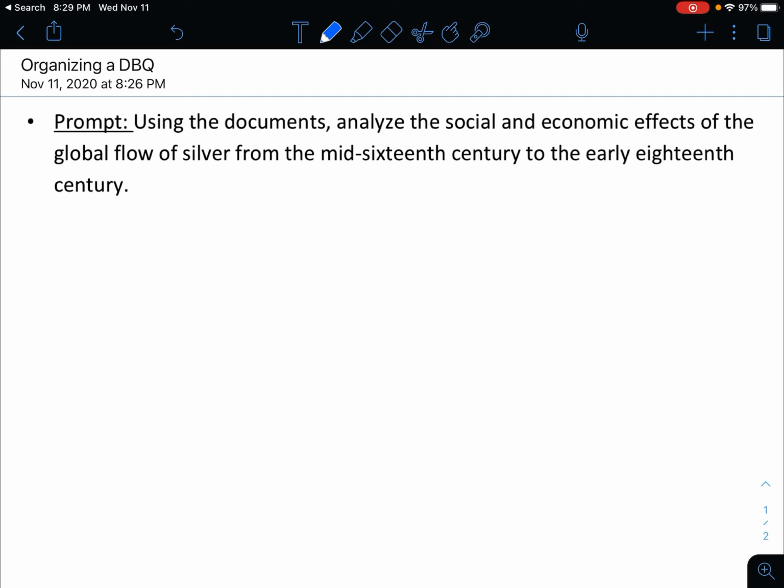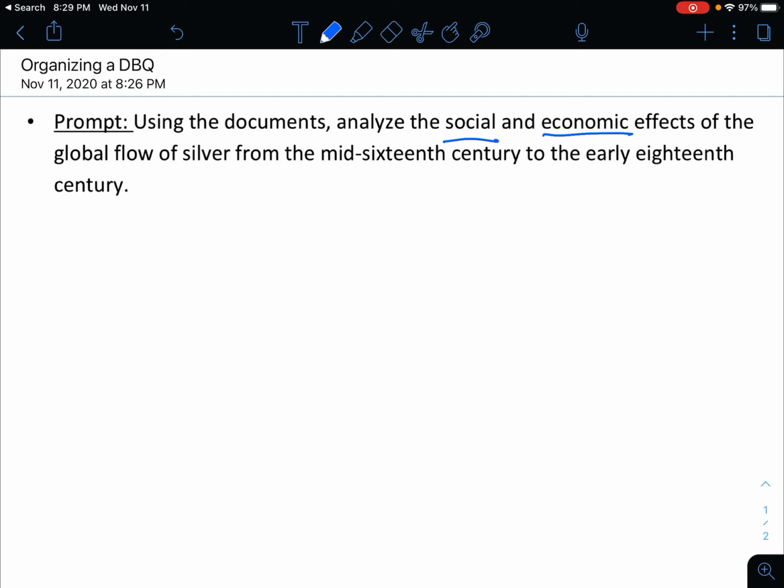So I'm just going to pretend like I just got this prompt for the first time, and I'm opening up and reading the 6 or 7 documents. And as I'm reading through each document now with the prompt in mind, I'm looking, of course, for two things. I'm looking for social effects or I'm looking for economic effects. And that's all that I'm looking for. Almost skimming the documents looking for those sorts of things.